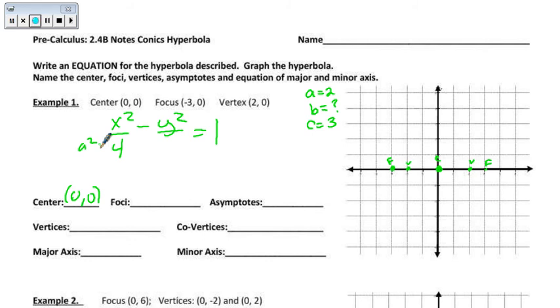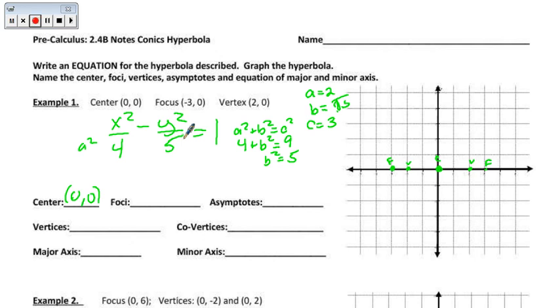For the hyperbola, it is a squared plus b squared is equal to c squared. a squared would be 4, b is what we're looking for, c squared would be 9. So I know b squared would be equal to 5, and then the b would be root 5 over here. So there's the equation that we got, so you need to get that equation.